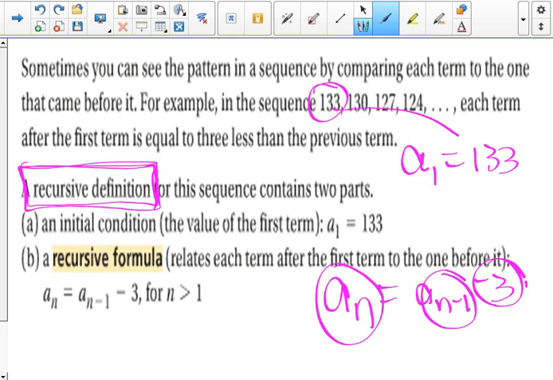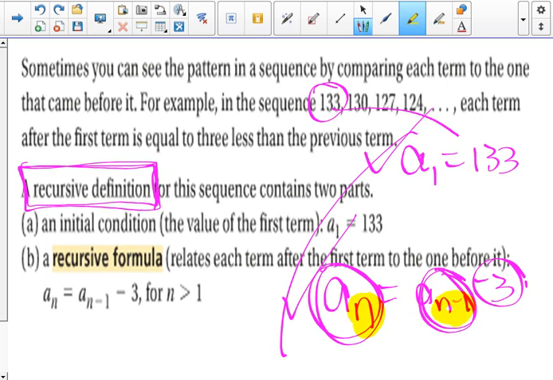So there are your 2 things for a recursive definition. The initial condition and the recursive formula. How do you know it's a recursive formula? Because look, you've got the current term is equal to the previous term plus something else going on. Okay? So the key that shows it's recursive is that and that. Well, this equals the previous and something else.